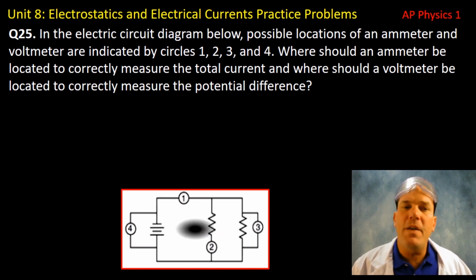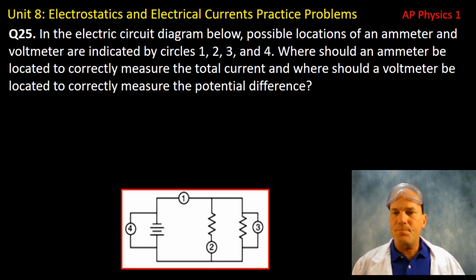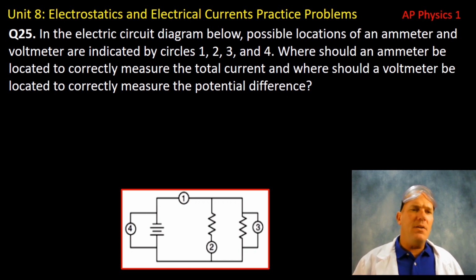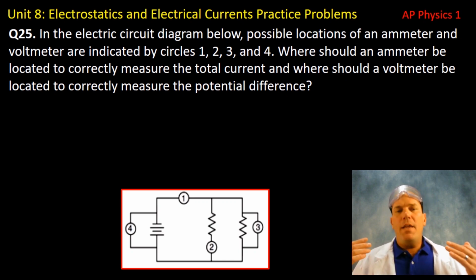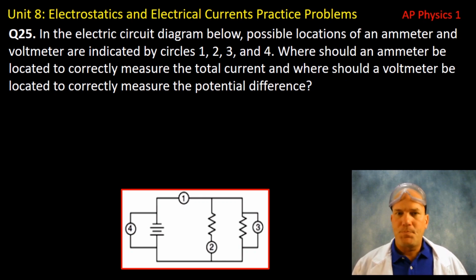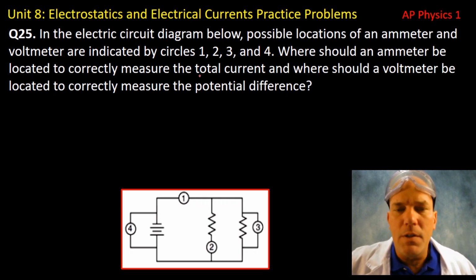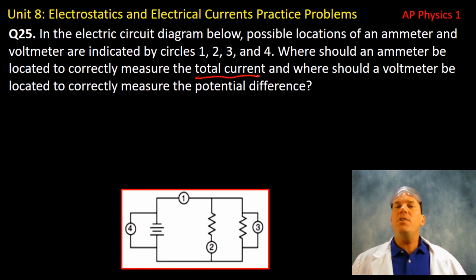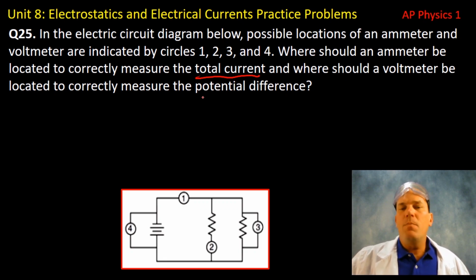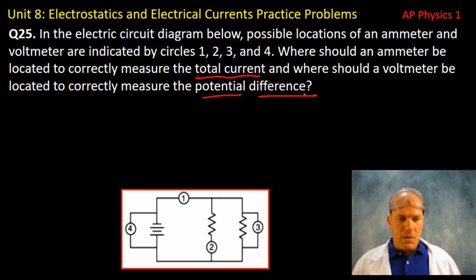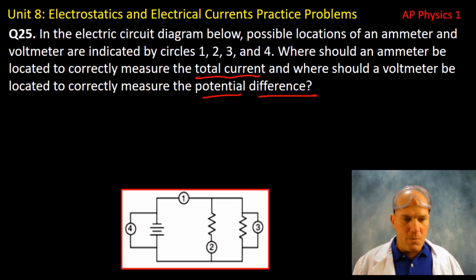Question 25, we have an electrical circuit diagram with locations of an ammeter and a voltmeter, and they're indicated 1, 2, 3, 4. Where should an ammeter be placed to correctly measure the total current, and where should a voltmeter be placed to measure the potential difference? Okay, so let's look at what we have going on here.